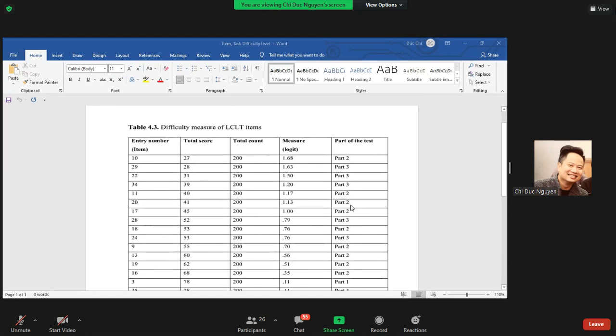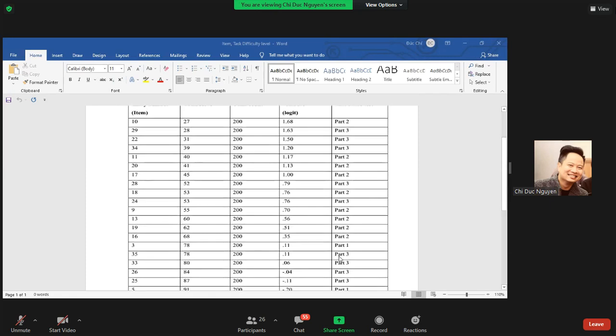Okay, so is our claim supported by the evidence from the difficulty level? Yes or no? No. Okay, you are right. So on the one hand, this test is too difficult for the target students. And on the other hand, this test is claimed to measure 3 different levels, level 3, level 4, and level 5. Part number 1 is supposed to be the easiest one, part number 2 the moderate one, and part number 3 the most challenging one.